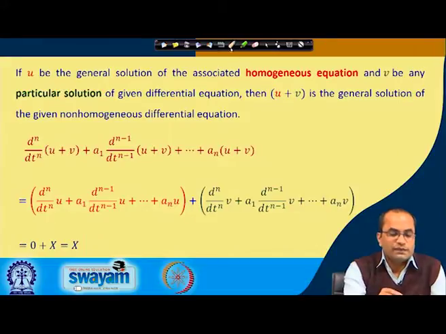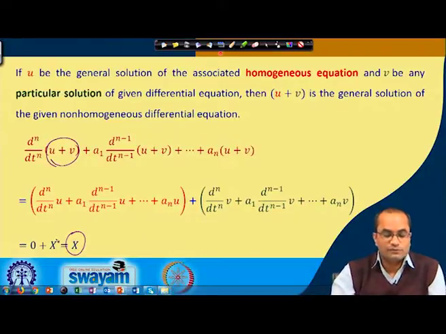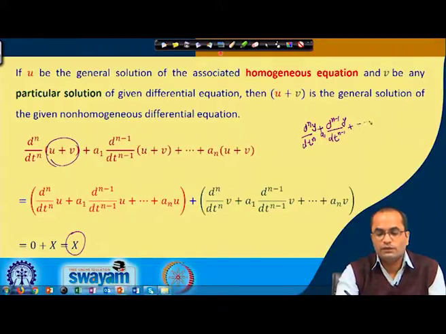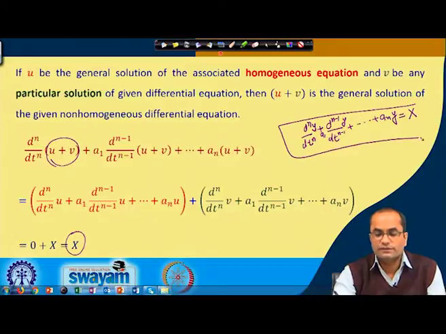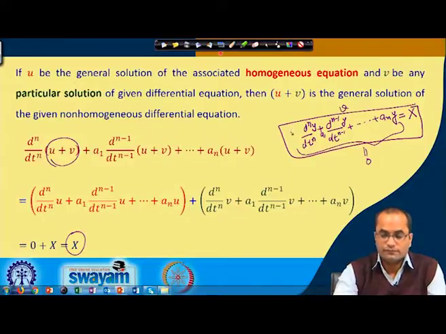So what we have observed is that u plus v satisfies the given differential equation. Our differential equation was the nth order term in y, then the n minus 1th order term with coefficient a1, and so on up to a n y, equal to x. This was the given differential equation. Then we took two solutions: one was u, which satisfies the homogeneous equation, and the other was v, which satisfies the full equation.